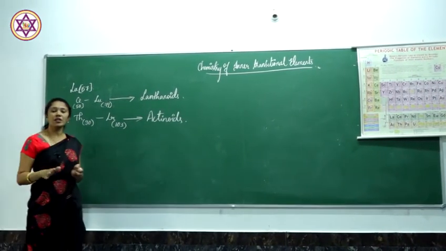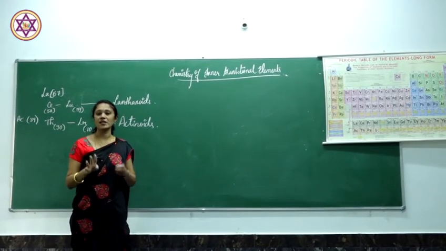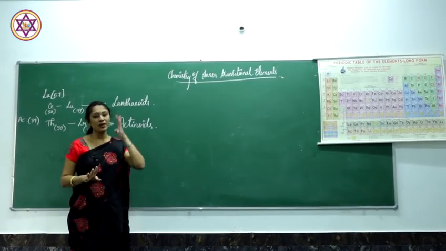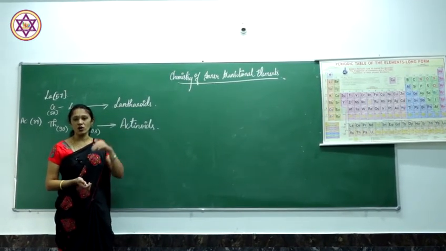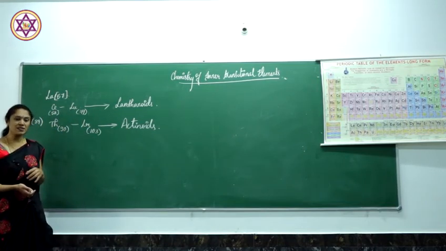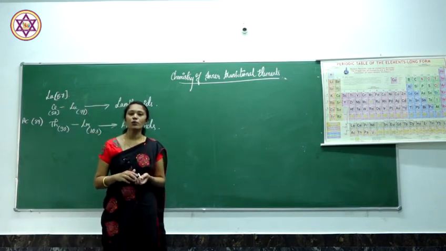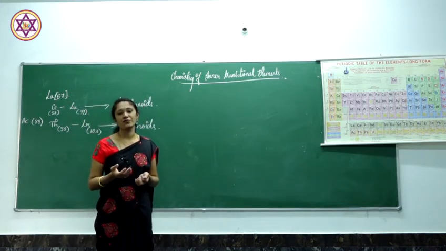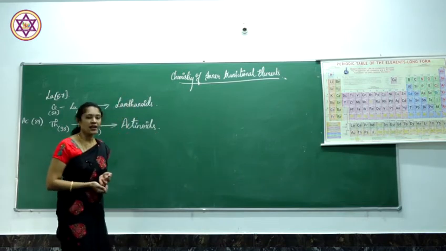In the periodic table, you know it has been divided into 4 blocks: S block, P block, D block and F block elements. The elements which come after lanthanum are called lanthanoids, and the elements which come after actinium are called actinoids.